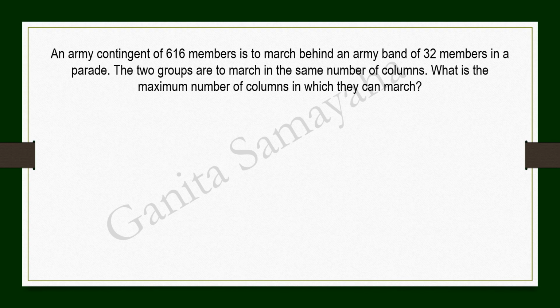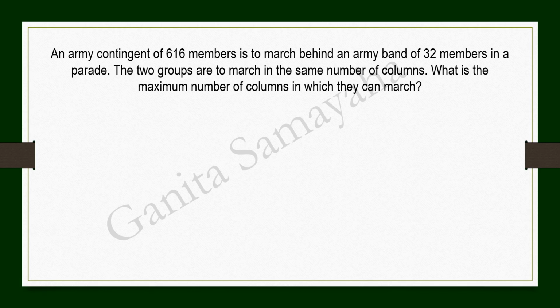We have another situation here, children. We have a problem which says that we have an army contingent of 616 members and they have to march behind an army band of 32 members in a parade. The two groups are to march in the same number of columns. What is the maximum number of columns in which they can march?